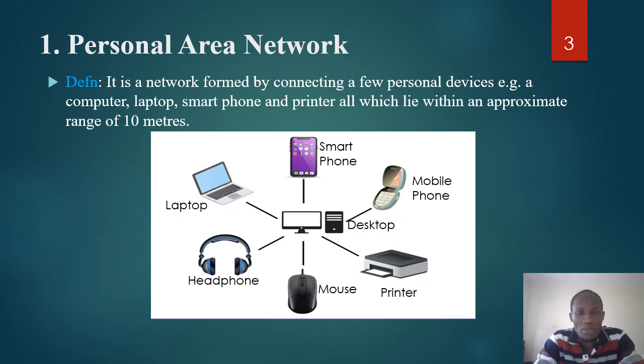Number one is a personal area network. And as the name suggests, this network is personal in the sense that we are only connecting a few personal devices. For example, we can connect a phone, a laptop, a printer, a mobile phone, and so on. We can use technologies like Bluetooth to connect a few of these personal devices so that somebody can access the laptop from one room, can send a document for printing in the other room, can listen to music in the kitchen, for example, and so on.